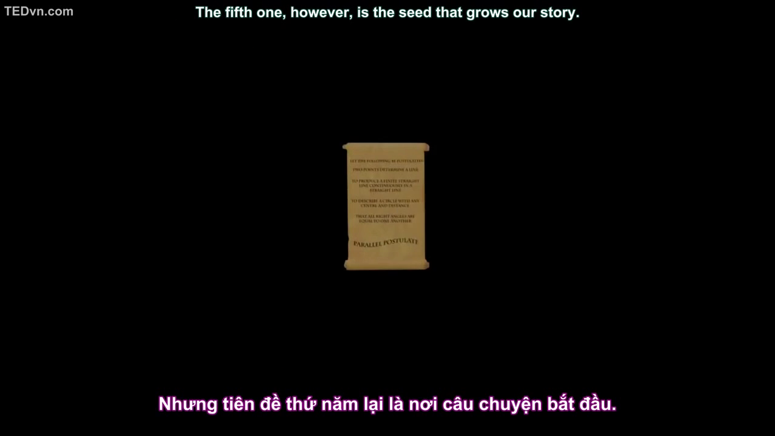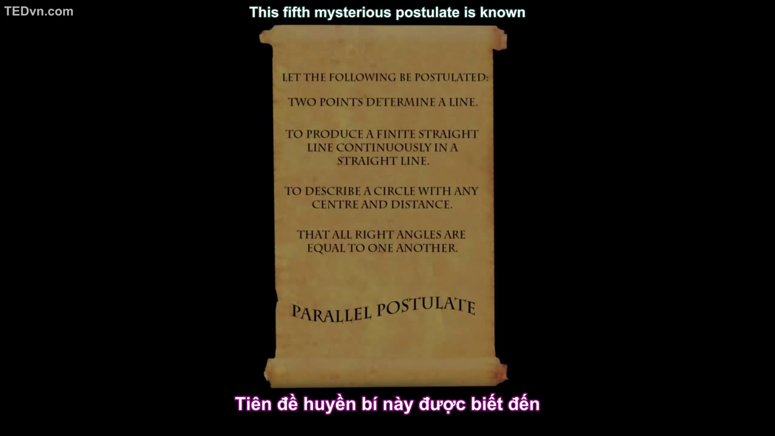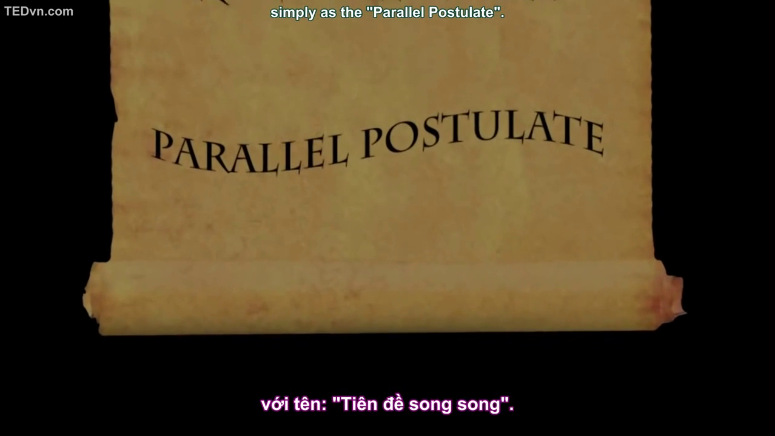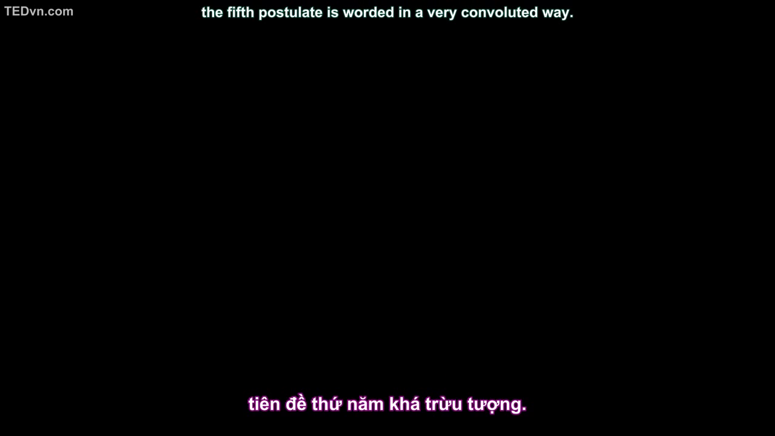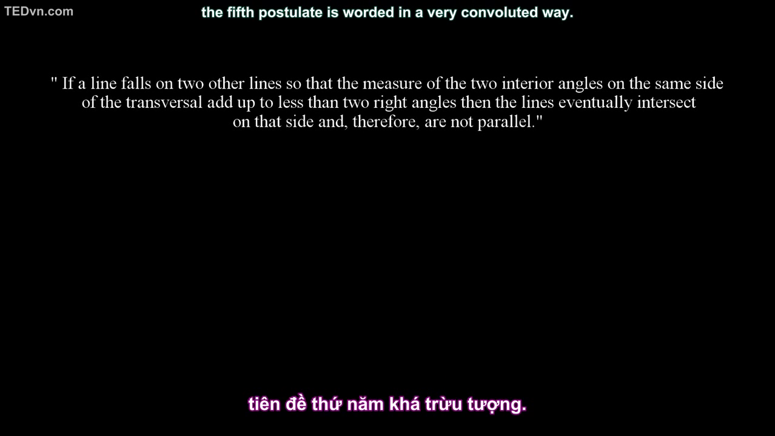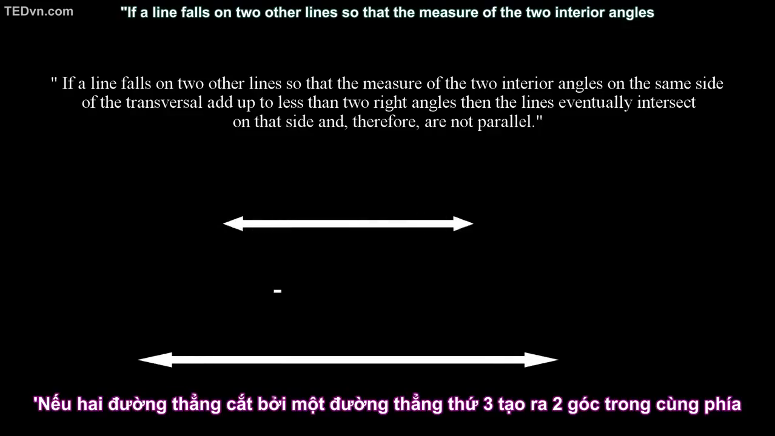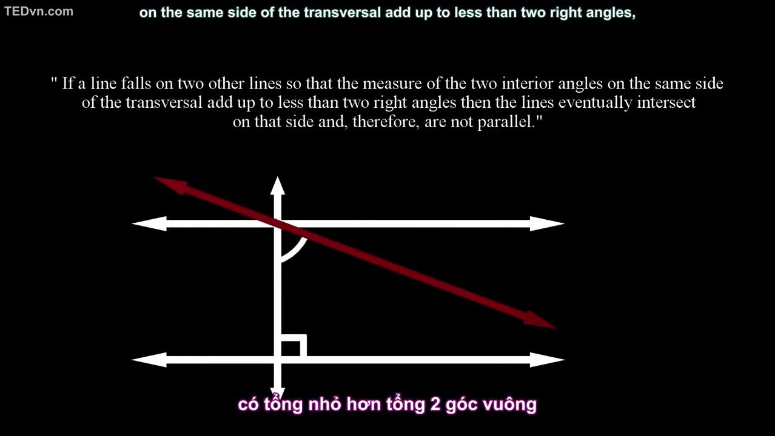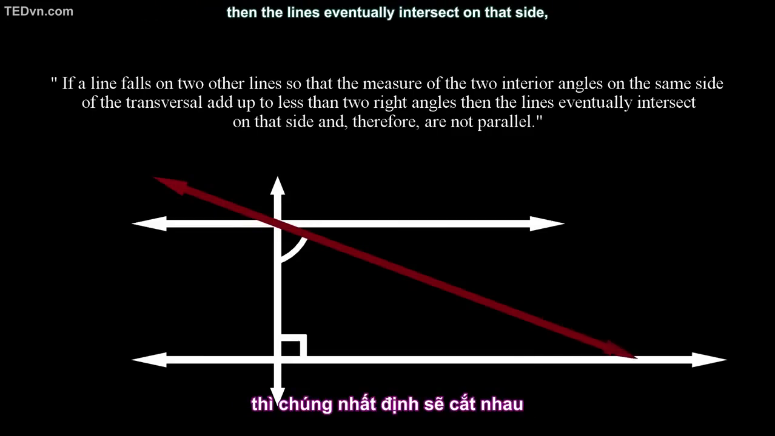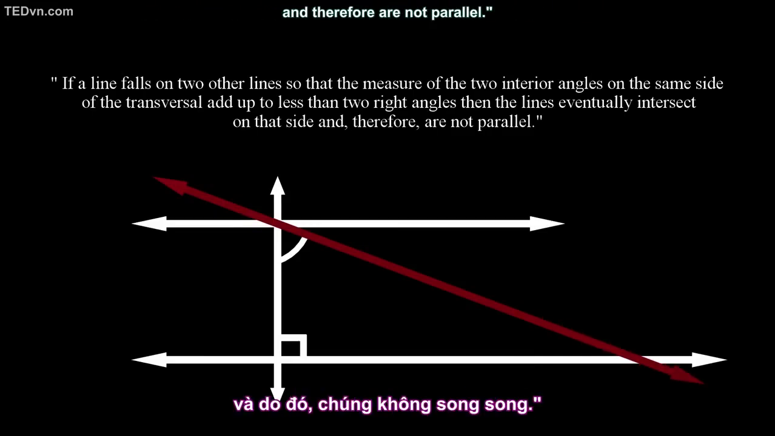The 5th one, however, is the seed that grows our story. This 5th mysterious postulate is known simply as the parallel postulate. You see, unlike the first 4, the 5th postulate is worded in a very convoluted way. Euclid's version states that if a line falls on 2 other lines so that the measure of the 2 interior angles on the same side of the transversal add up to less than 2 right angles, then the lines eventually intersect on that side and therefore are not parallel.